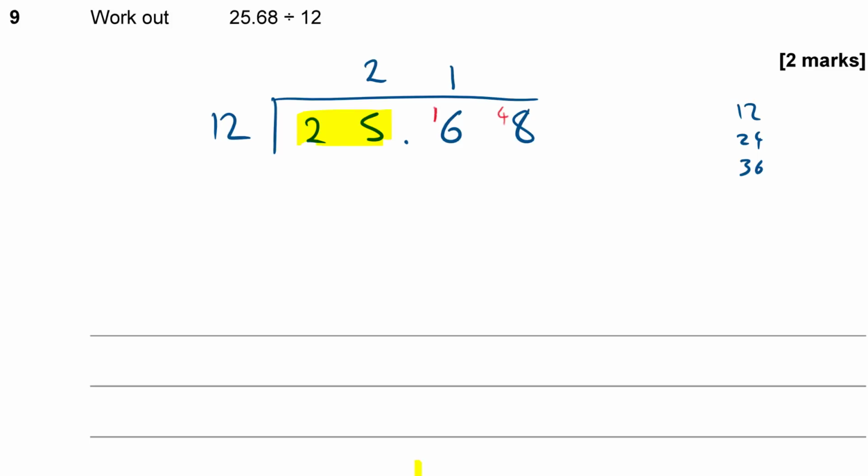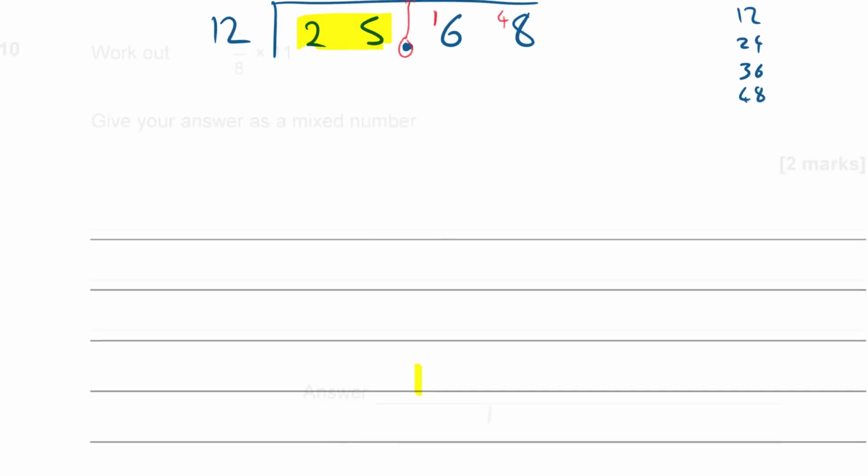And then finally, how many 12s go into 48? So I've got 12, 24, 36. The next one up is 48. Goes in 1, 2, 3, 4 times. So it goes in 4 times with no remainder. Now, because the decimal point is here in my original number, my decimal point is going to be just right above it in my answer. Wherever it is in the sum, that's where it goes in short division. So the answer is 2.14.